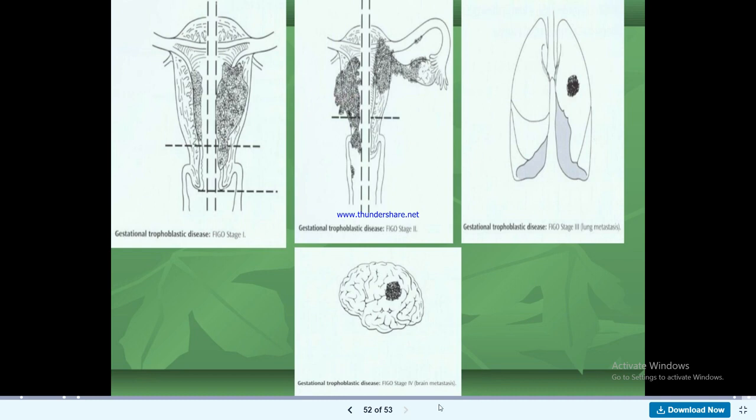You can see here in this picture what the metastasis looks like and where the metastasis goes: in the lung, in the brain. And here, it is the uterus, crossing the walls of the myometrium and parametrium. In this diagram you can see it is invading towards the ovary and the fallopian tube, of course.